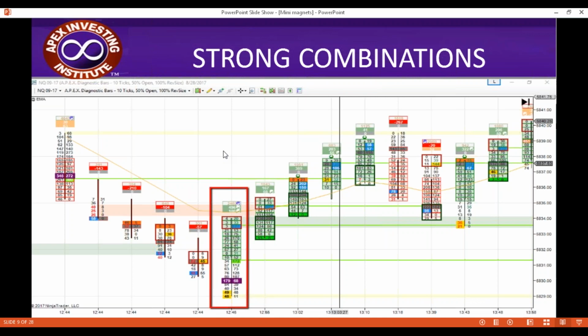Addington, you see this yellow line right here?